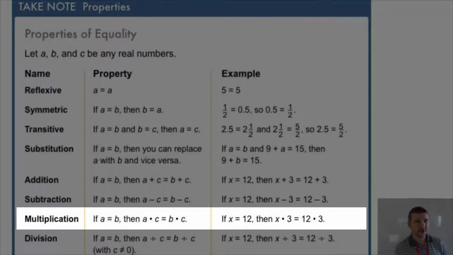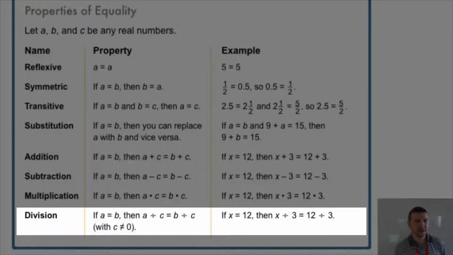The multiplication property of equality. If A equals B, then A times C equals B times C. For example, if X equals 12, then X times 3 equals 12 times 3. And finally, the division property of equality. If A equals B, then A divided by C equals B divided by C, assuming C does not equal 0. An example, if X equals 12, then X divided by 3 equals 12 divided by 3.